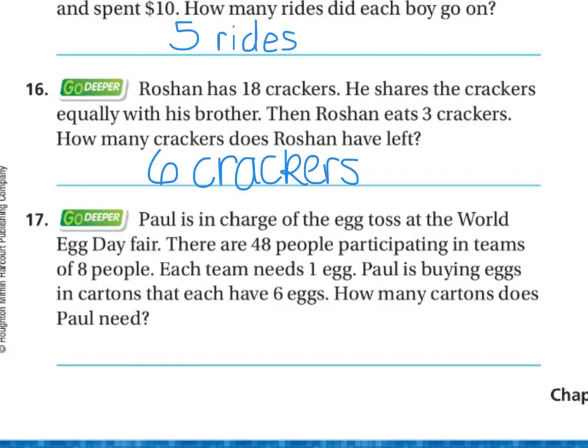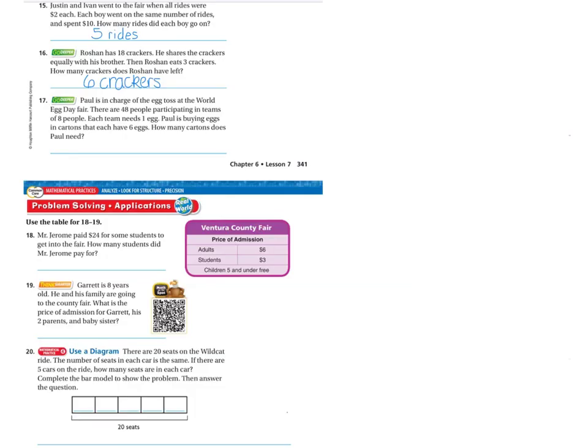The answer to number 16 is 6 crackers. Please fast forward if you got that. If Roshan is sharing crackers equally with his brother, they are splitting the 18 crackers between 2 of them. So 18 divided by 2 should have popped into your head.